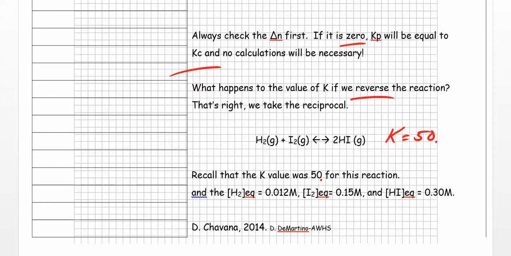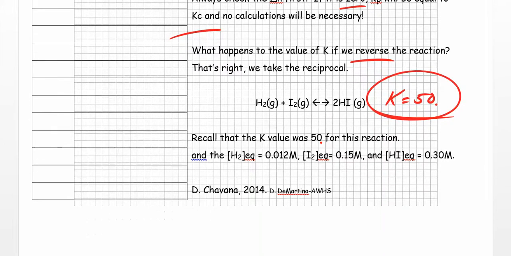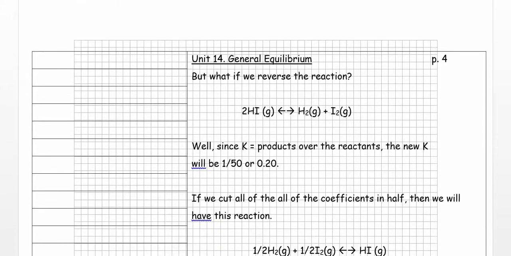Okay, so now, the H2 concentration was 0.012. The I2 concentration at equilibrium was 0.15, and we said the HI value was 0.30 molar. By the way, go back in your notes. If you forgot this problem, go back and look to see how we solved this problem. But the important thing is that we got a K value for this equilibrium as written of 50, right? Of 50.